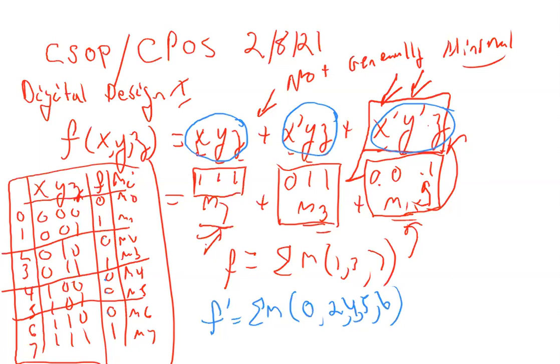Any other questions? Let's try another example. This one we'll make a little bit smaller. We'll start with the truth table now.